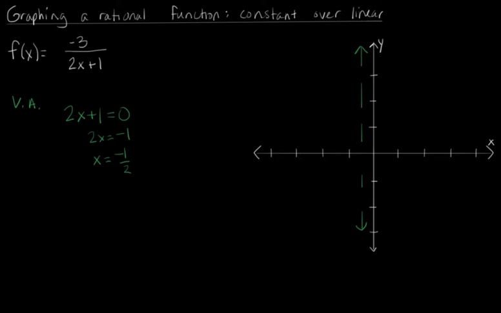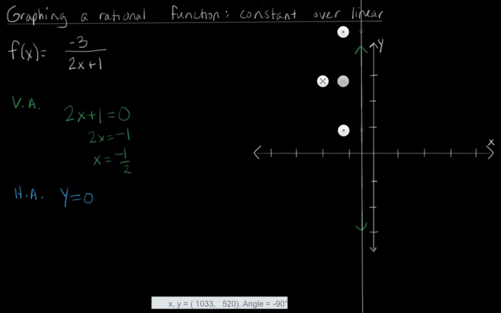And then we need to look at our horizontal asymptotes too. The degree of the numerator here is 0, and the degree of the denominator is 1. So that means that our horizontal asymptote is going to be y equals 0, because as x gets bigger and bigger, the top is going to stay the same and the bottom is going to get really huge, which means it's going to go right to 0.